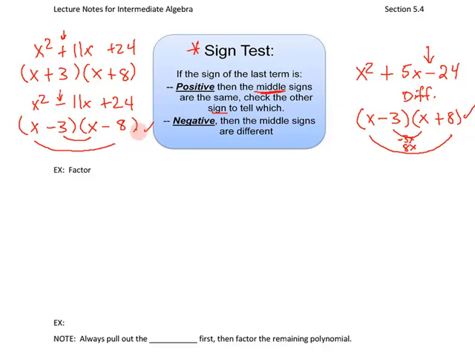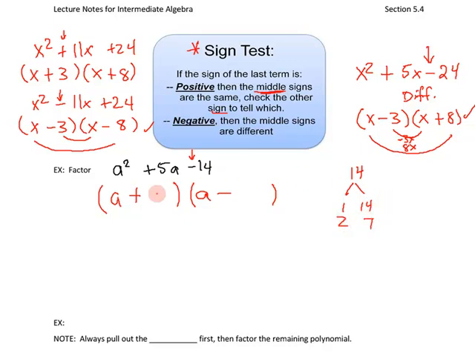Let's do an example. I don't have it typed in your notes, but write this down. It's going to be a squared plus 5a minus 14. Let's try our technique for factoring a trinomial on this. Our coefficient at the beginning is 1, so we know the first two have to multiply together to give me a squared. Now check the sign. What does that minus sign tell me? Well, if the last term is negative, then the middle signs are different, so plus minus. Now what are my choices for numbers that multiply together to give me 14? 14 can be 1 times 14 or 2 times 7. Let's try 2 times 7 and see what we get.